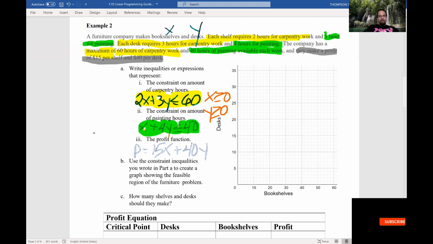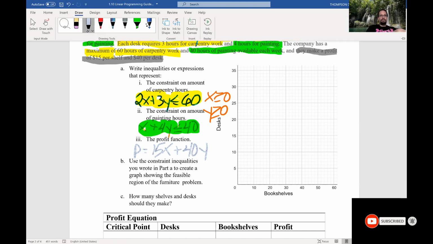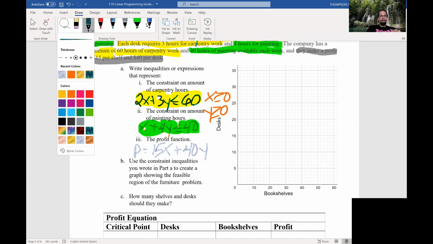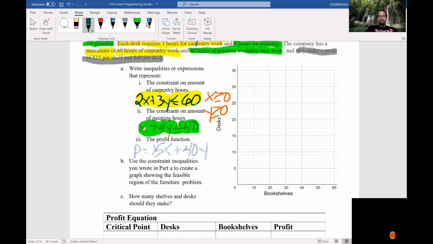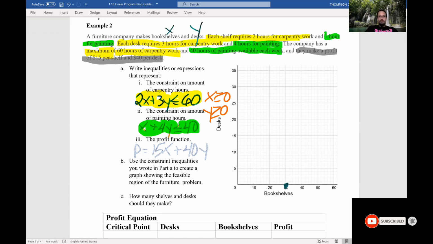Part B. Use the constraint inequalities you wrote in Part A to create a graph showing the feasible region of the furniture problem. So we have 2x plus 3y is less than or equal to 60. Let's plot that first. So 60 divided by 2 will be 30. 60 divided by 3 will be 20. And we'll draw a line in between these 2 points.